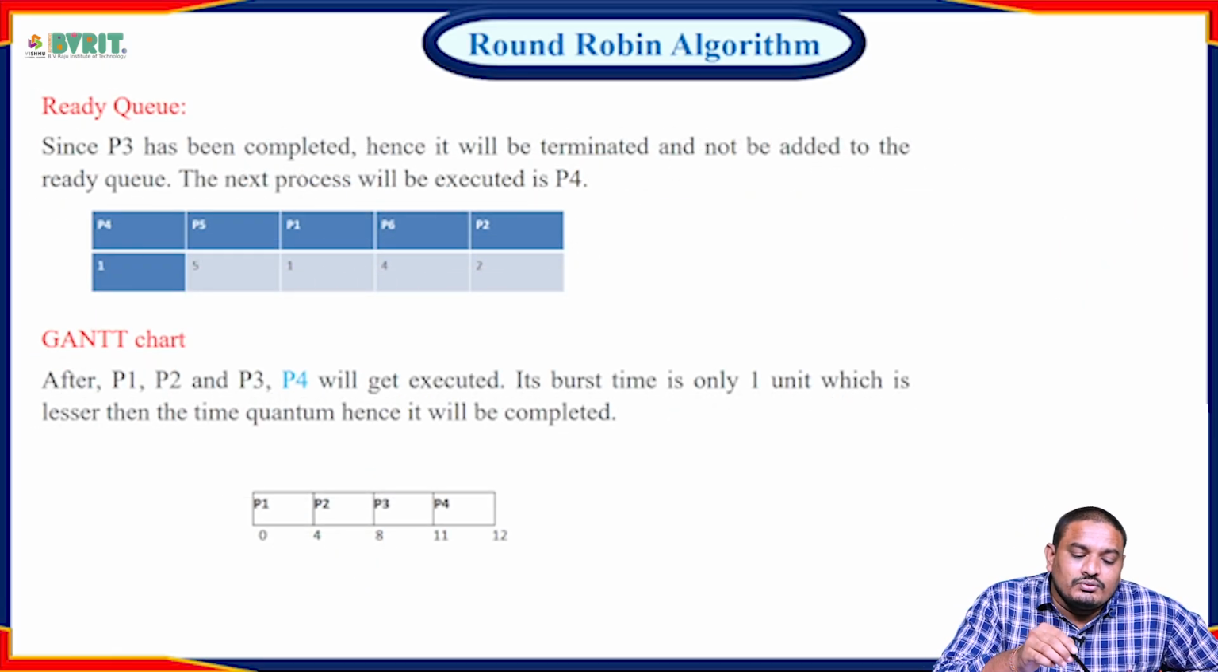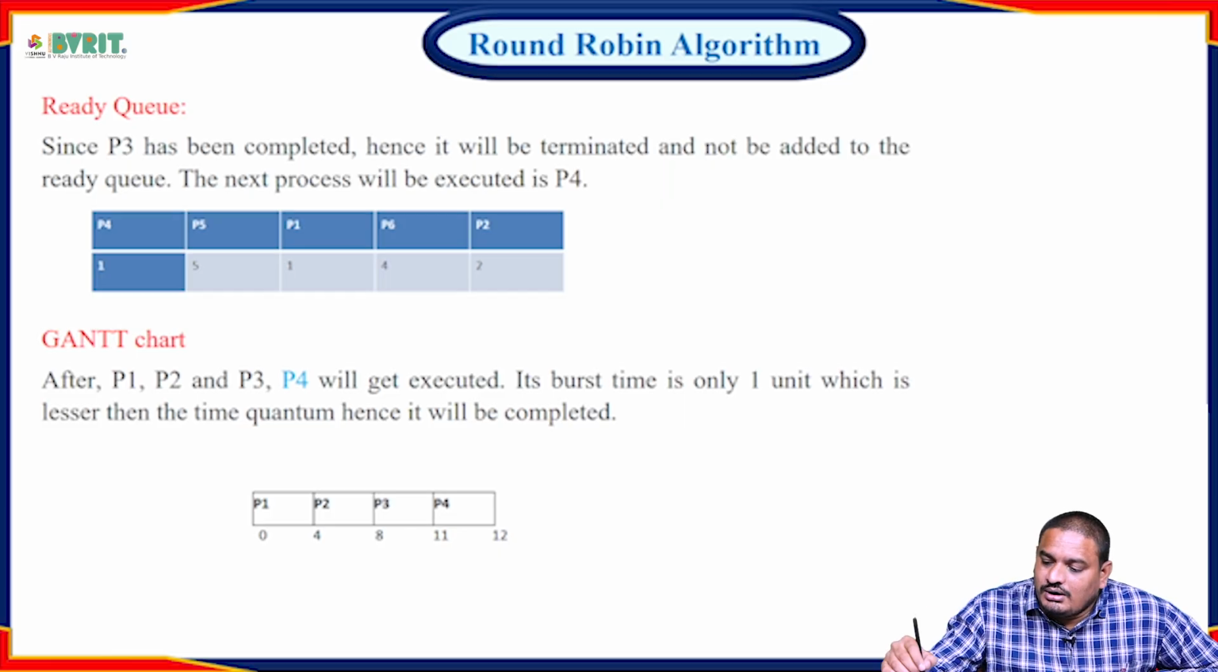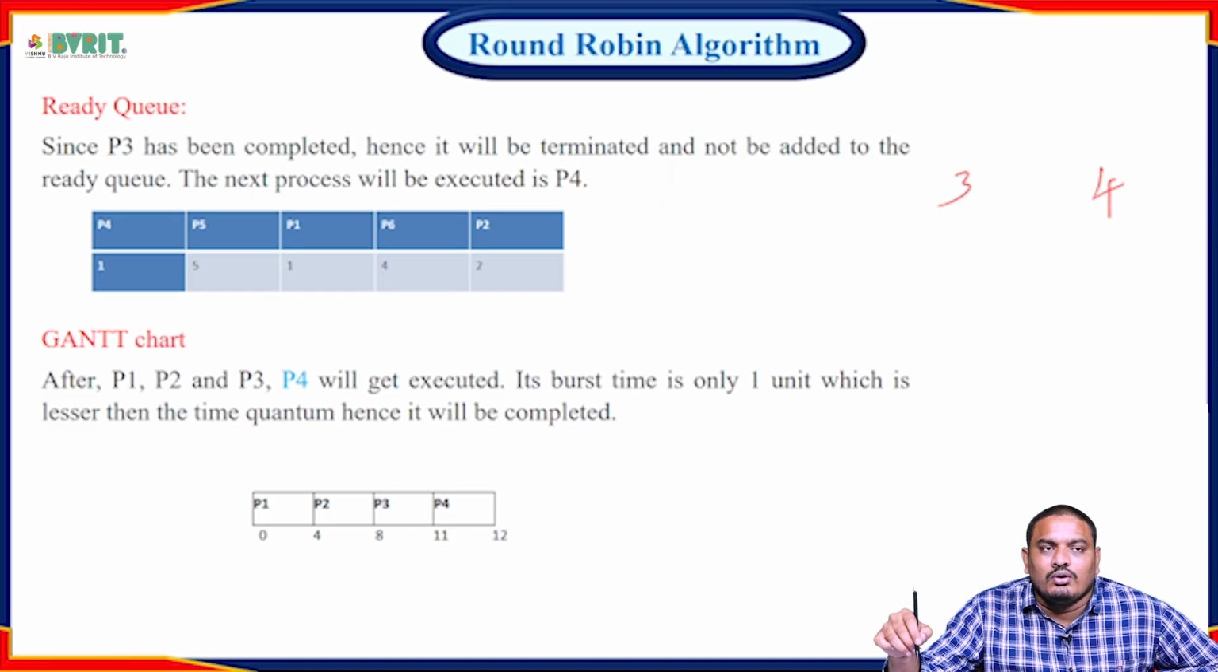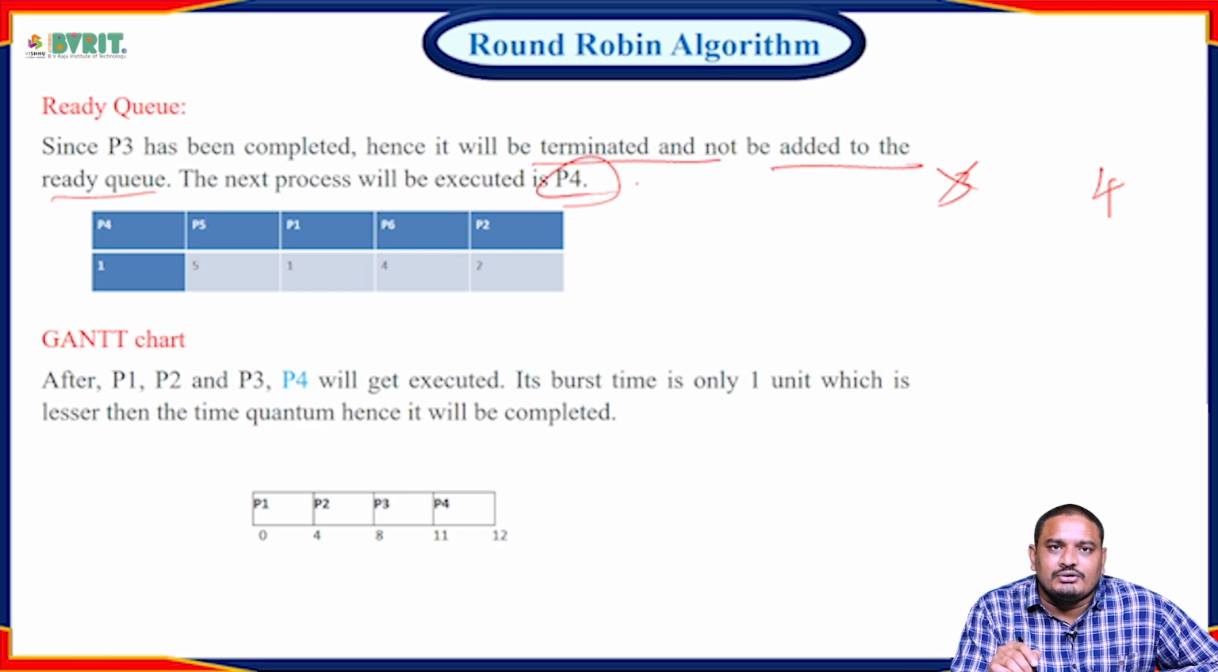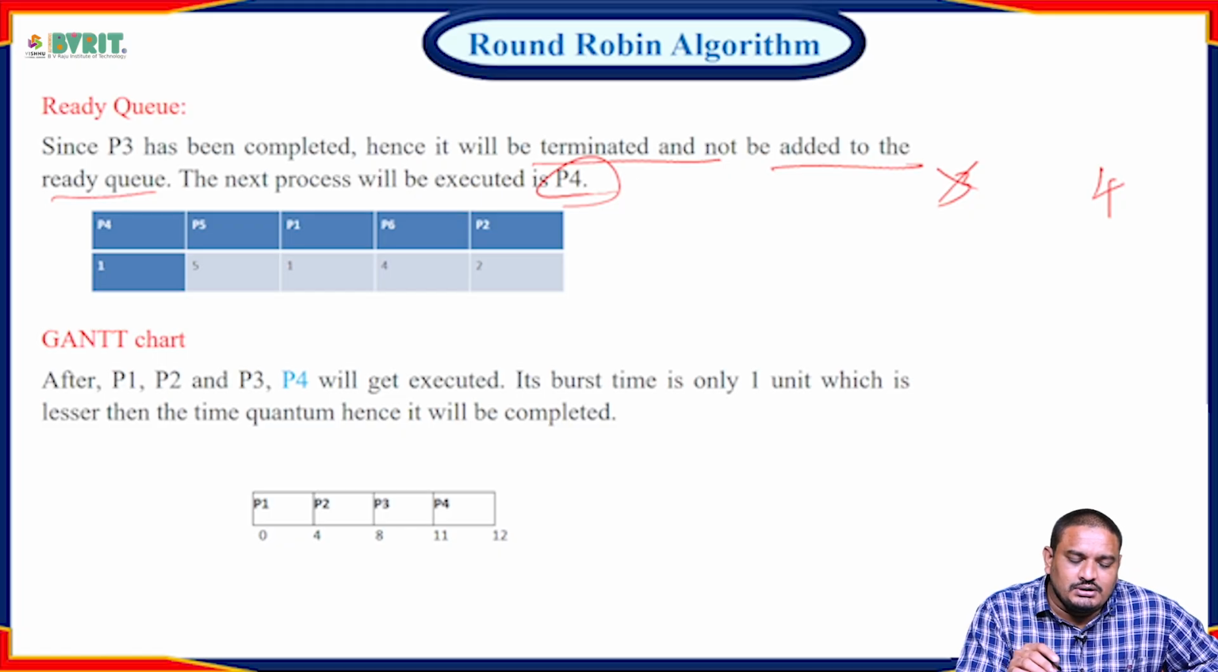In the ready queue, P3 has completed because its burst time is 3 and the quantum time is 4. The process is completed, so it is not added back to the ready queue. It is terminated. The next process is P4. P4 is executing, and P4 has a burst time of 1.